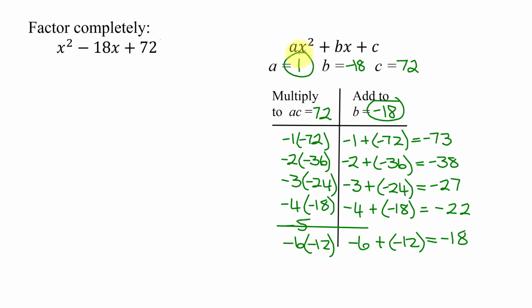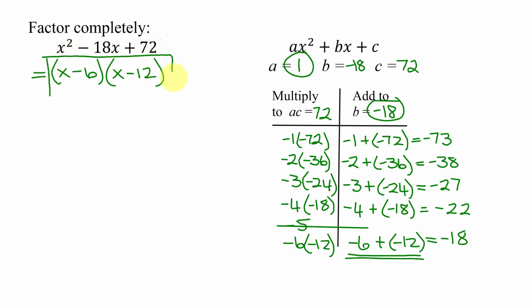And since A equaled 1, these are my factors. So my polynomial factors into the binomial x minus 6 times the binomial x minus 12. So I've now factored this completely. And remember, how do you check every factoring problem? You FOIL out these two binomials and check to make sure you have the original expression.